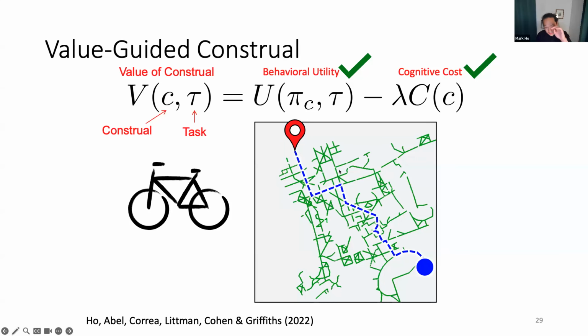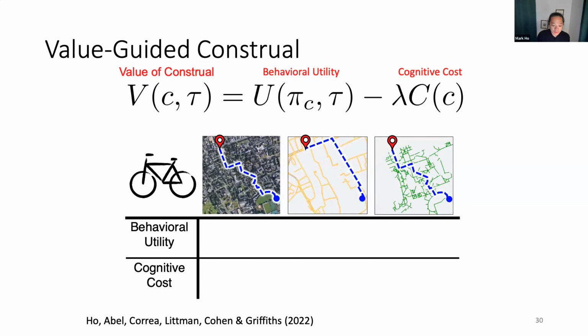So this is the intuition behind this model: you're trading off the behavioral utility of using a model for a plan against the cost of constructing and maintaining that model in mind. To summarize, you can have representations that are good in utility and bad in cost, or bad in utility and good in cost. But ideally, you want ones that are good in both.